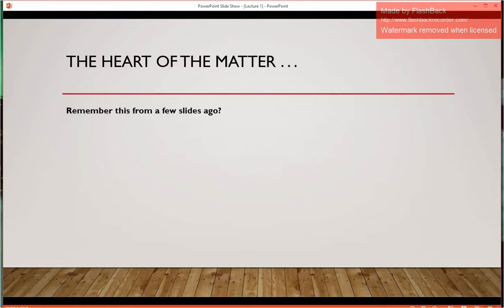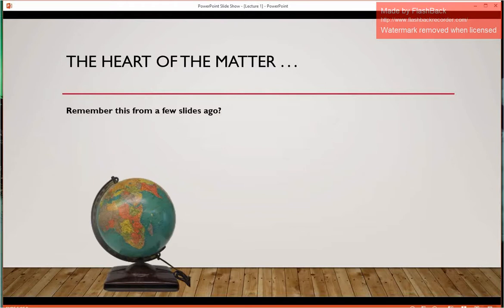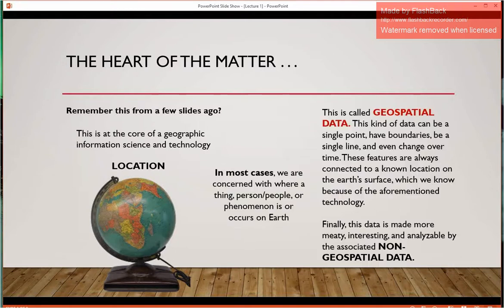So the heart of the matter really is this, right? It's all about the globe. It's all about where we are on this planet. This is at the core of geographic information science and technology. There's actually a specific name for it. I might have mentioned it a couple of times already. It's about geospatial data.